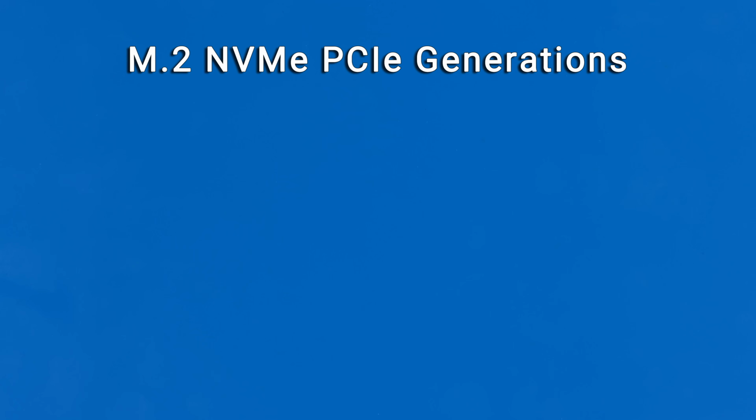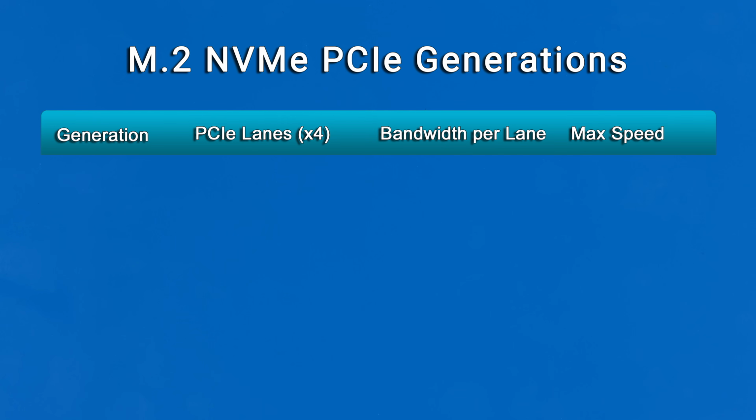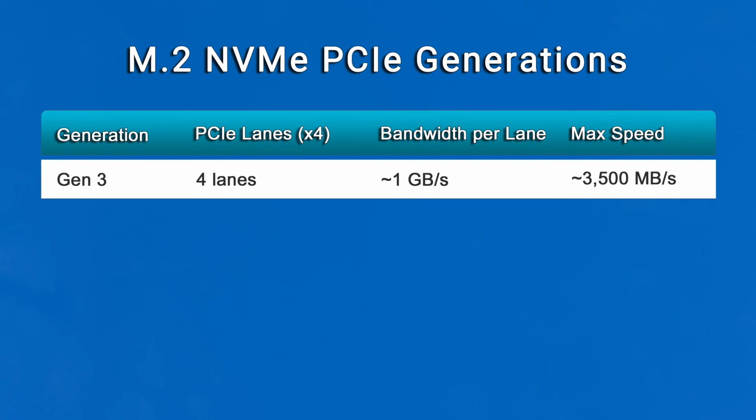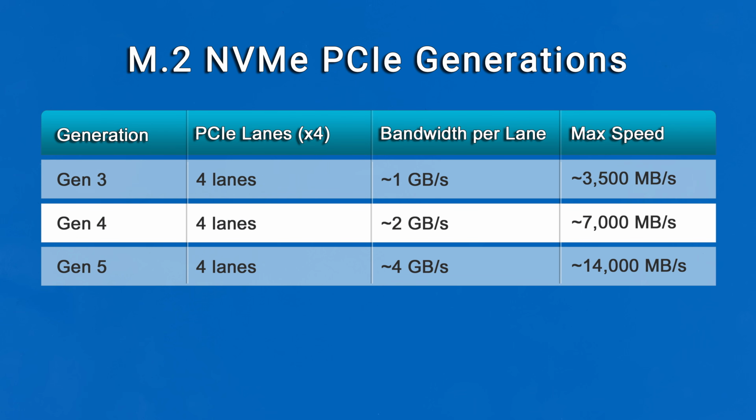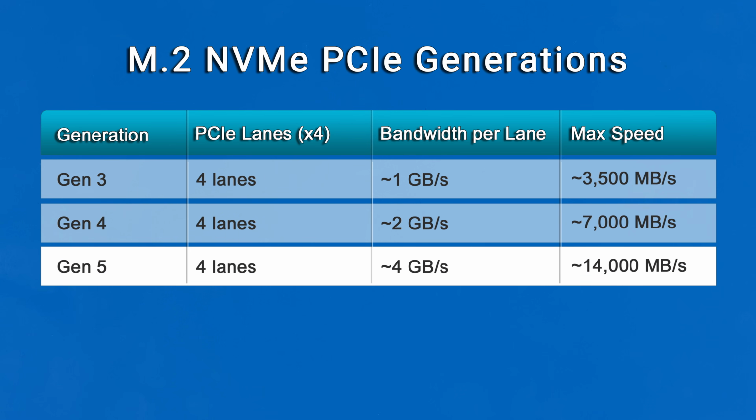M.2 NVMe varies significantly across PCI Express generations, Gen 3, Gen 4, and Gen 5, in terms of speed and bandwidth. 3rd generation: sufficient for most tasks such as gaming, light video editing, and general usage. 4th generation: ideal for intensive applications like 4K, 8K video editing, professional 3D rendering, and high-performance gaming. 5th generation: suitable for enterprise-level tasks, high-performance computing, and demanding workflows that require maximum speed.